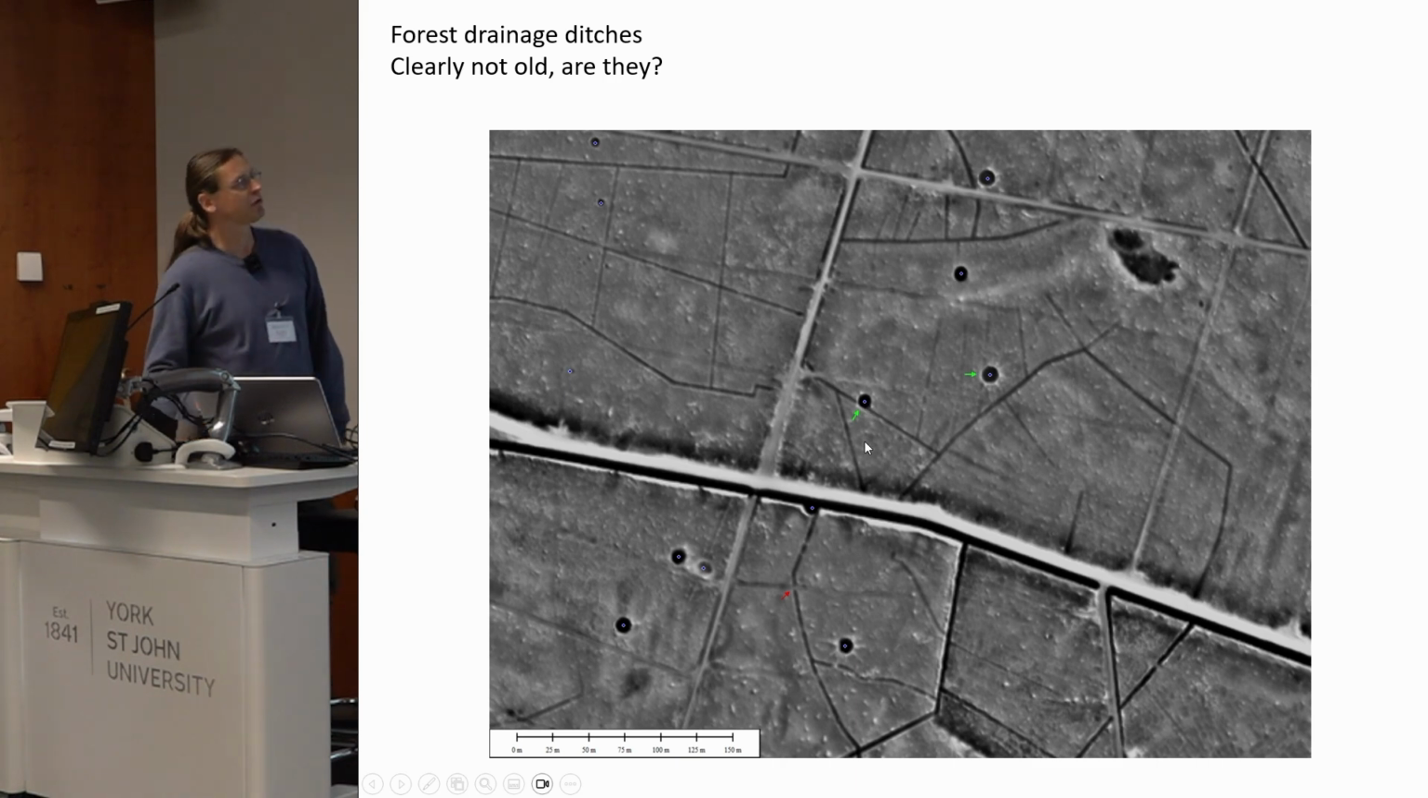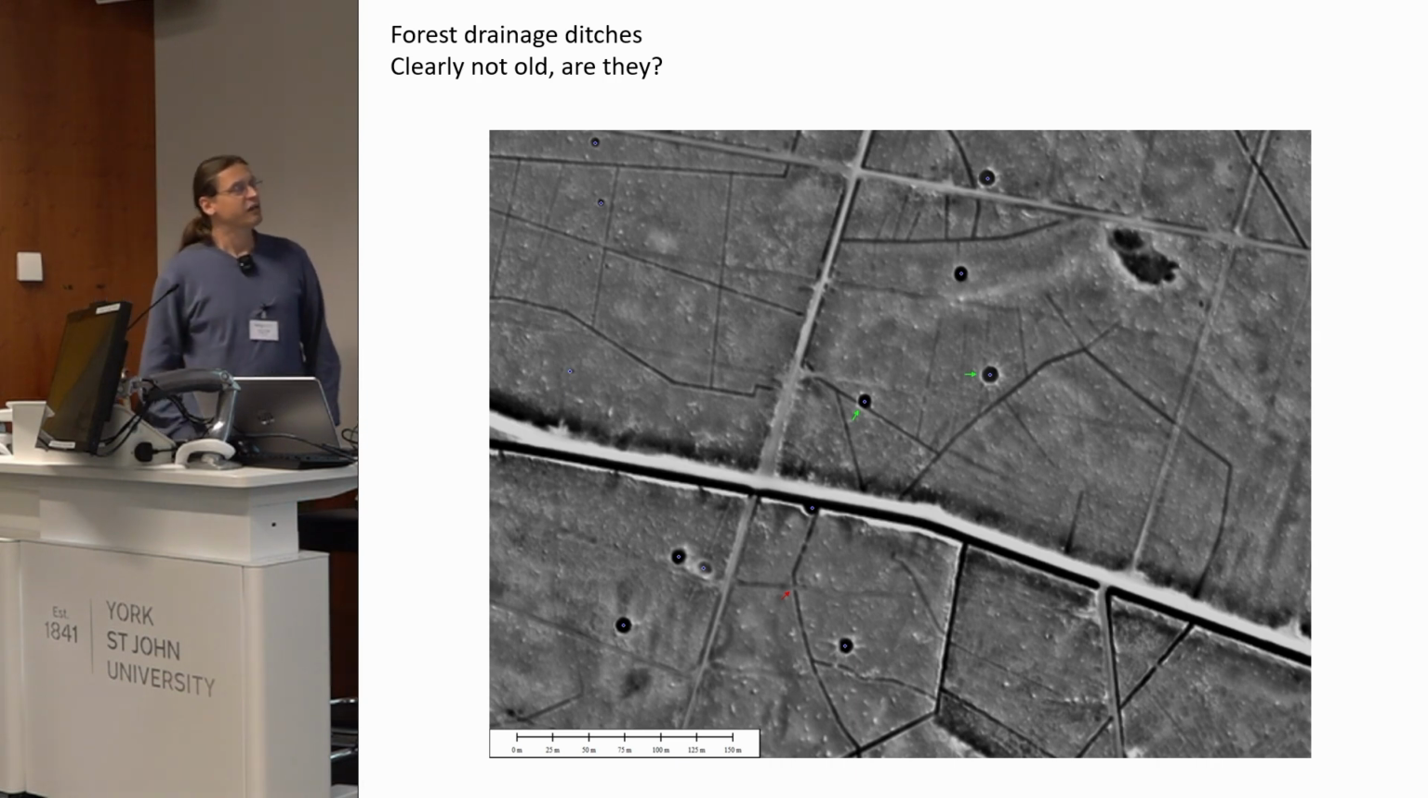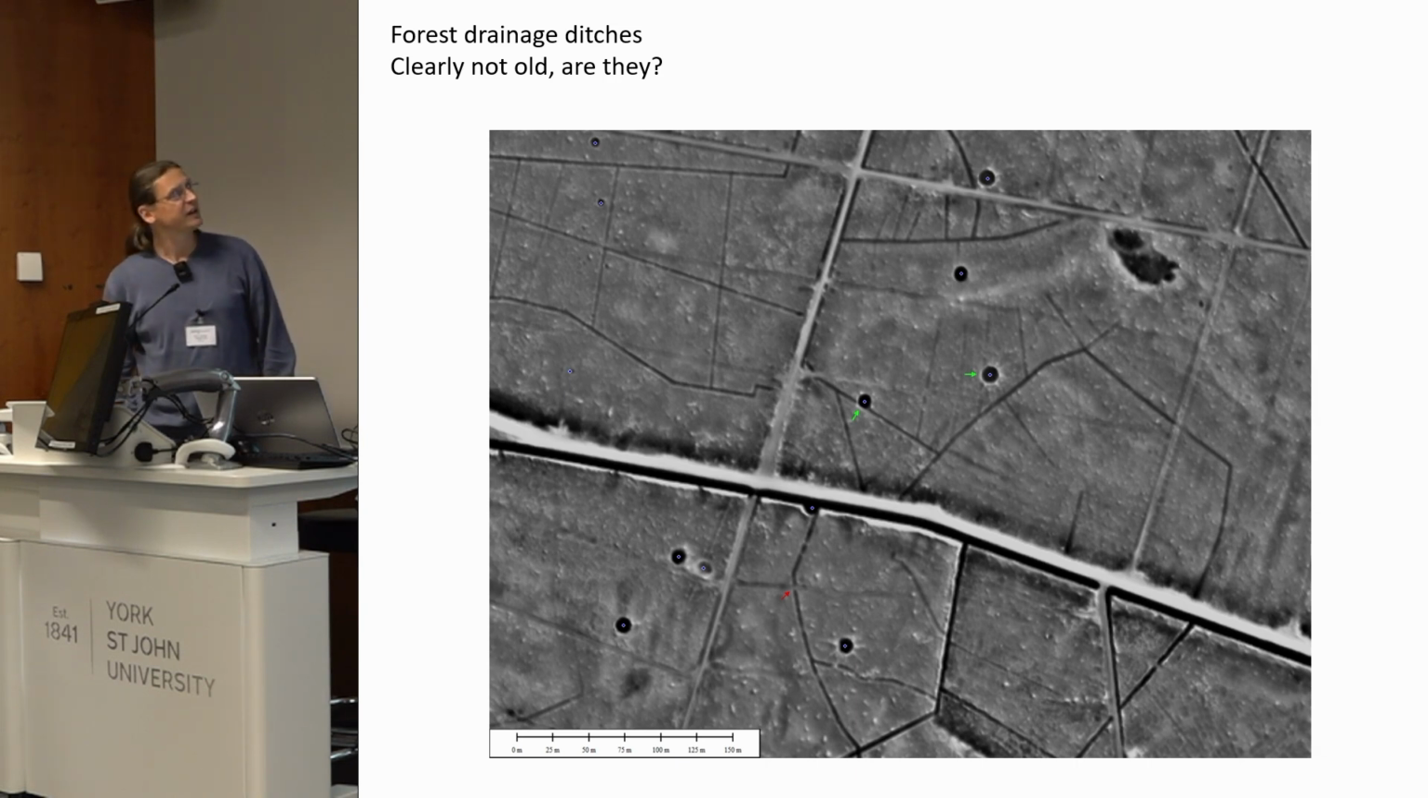And then you look at it a bit more closely, and you see that here and here, for example, those bomb craters destroyed those drainage ditches, and they were not reactivated afterwards. So by 1945 at the latest, those drainage ditches were not considered relevant anymore.